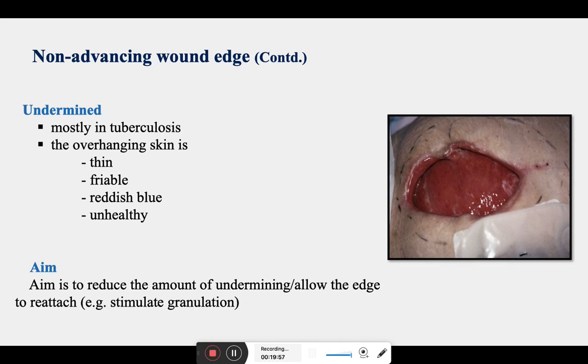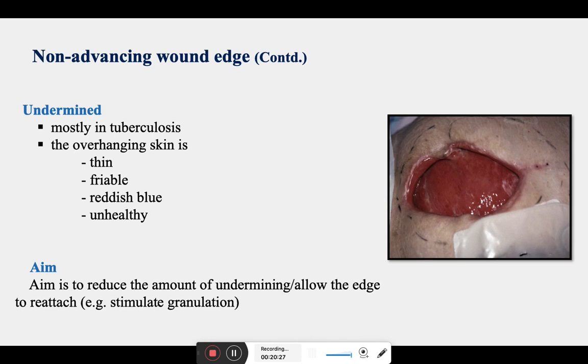Non-advancing wound edges, undermined. Now mostly it is in tuberculosis. In case a patient comes to you with a chronic wound, and you see on examination that the edges are undermined, it's always better to take a biopsy and send it for histopathology examination. And in such patients, the overhanging skin is thin, friable, reddish blue, or unhealthy.